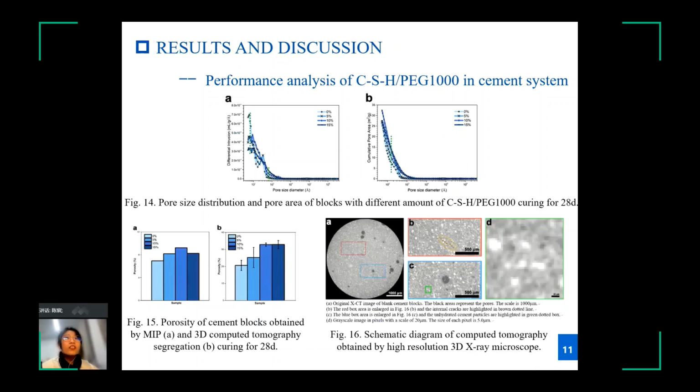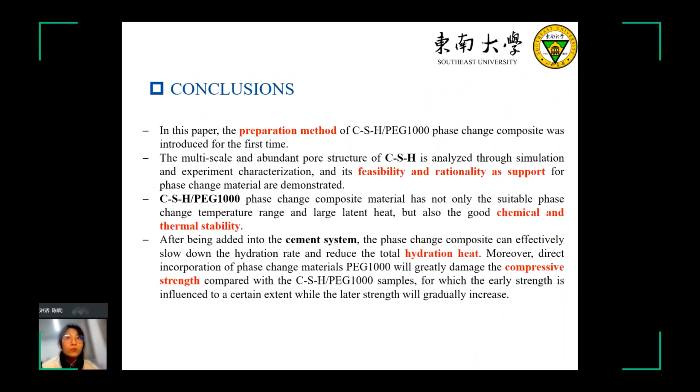For high dosage of CSH-PEG1000 replaced cement, the cementitious products in the pores and microcracks are reduced, and the texture is more loose. Therefore, there is more pore volume and area when the content of PCM gradually increases. Porosity and compactness, these microscopic experimental results are consistent with the macro experimental record mentioned above.